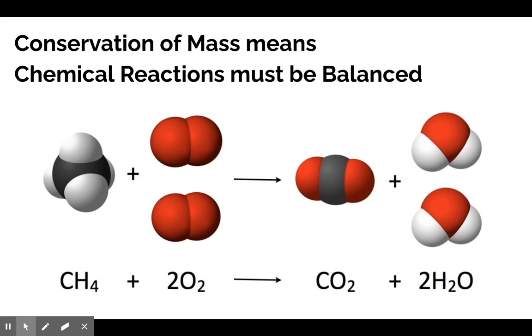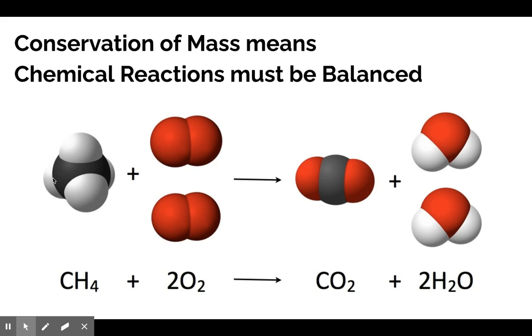Well, that means that our chemical reactions need to be balanced. By balanced, we mean that on either side of this yield sign, we have to have the same number of atoms. We can't just make new atoms from nothing, and we also can't just magically make atoms disappear, right? The law of conservation of mass says matter cannot be created or destroyed.